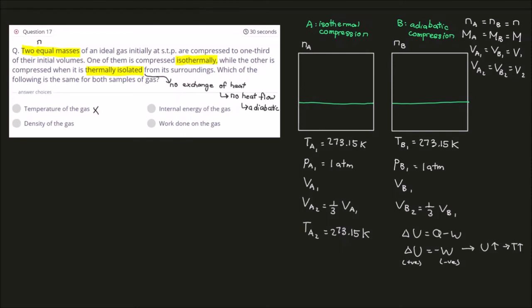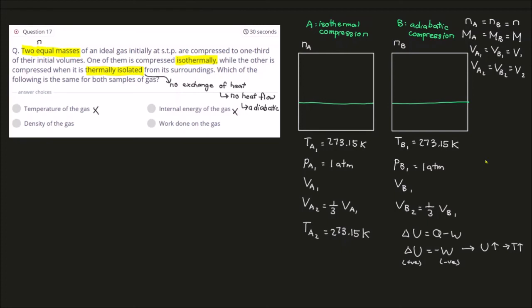Let's look at internal energy of the gas. Well, temperature is directly proportional to internal energy. So if the temperature is not changing for isothermal compression, then the internal energy should not be changing as well. Whereas for system B, adiabatic compression, because the temperature is increasing, the internal energy should be increasing as well. So one internal energy is not changing, the other is increasing. So we know that the internal energy at the end should not be the same for both samples of gases. So this is wrong as well.